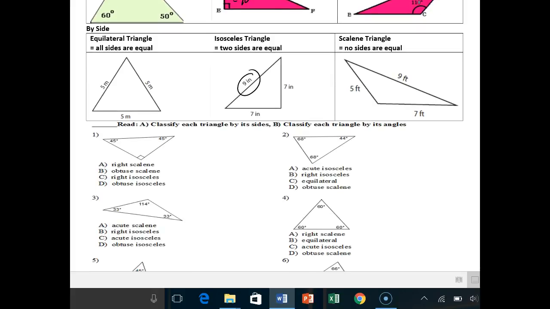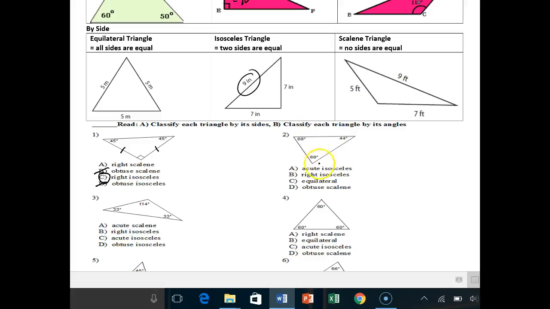So for number one, right off the bat, I know this is going to be a right triangle, so I can get rid of anything that doesn't have a right triangle in it. And then it's either right scalene or right obtuse. Now I would probably have to help you out on this one and say, okay, none of these sides are equal. Actually, sorry, two of these sides are equal. This side and this side. If they have two angles that are equal, their sides are going to be equal. So it's going to be a right isosceles triangle because two sides are equal and one side is not equal. Right?